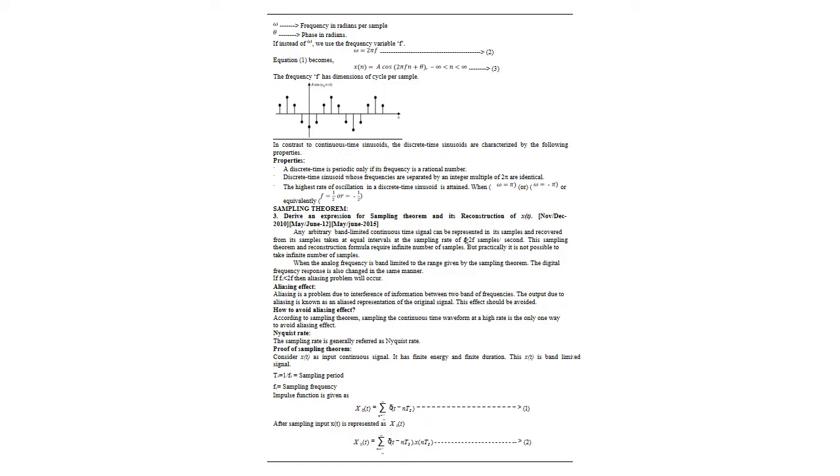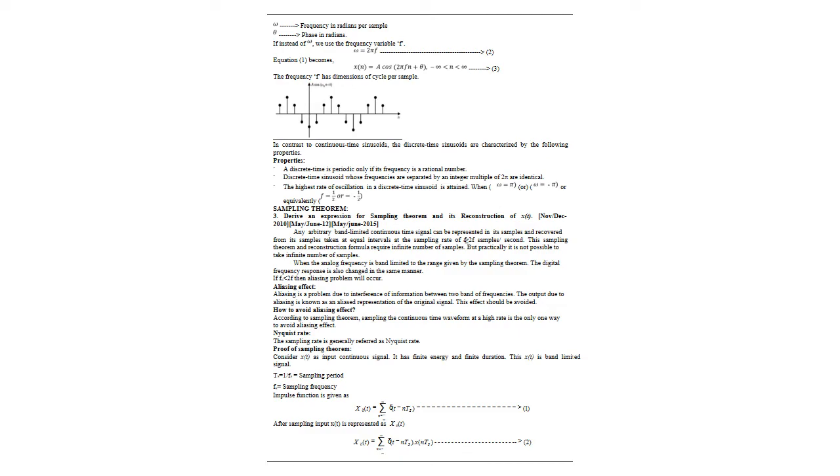The highest rate of oscillation in a discrete time sinusoid is attained when ω = π or ω = −π. Okay, that is equivalently called f = 1/2 or f = −1/2. Next we are going to see about the sampling theorem.